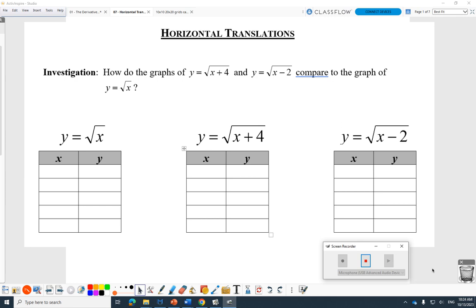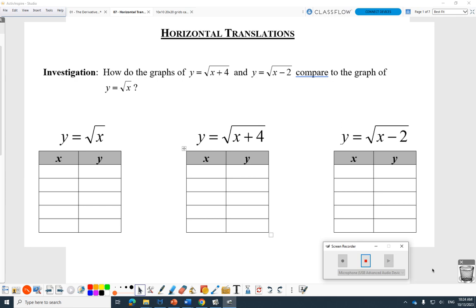So then when the title comes up today, horizontal translations, hopefully that triggers you like, oh, instead of up, down, we're going to talk about left and right. This is going to be easy. It's 90% easy. 90% of what I'm going to talk about today is real easy, but there's one little thing I got to talk about here that's going to be a little awkward. So, to do horizontal translations, we start with an investigation.